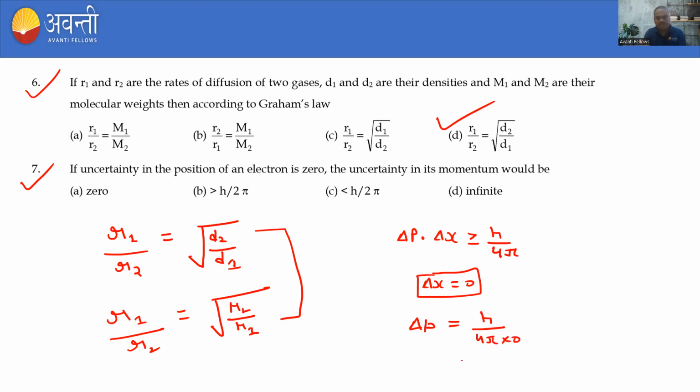So this whole quantity becomes infinity, so delta P becomes infinity. So the correct one is D. That is, if the uncertainty in the position of the electron is 0, then the uncertainty in the momentum would definitely be infinite. Okay? So this is the correct one.